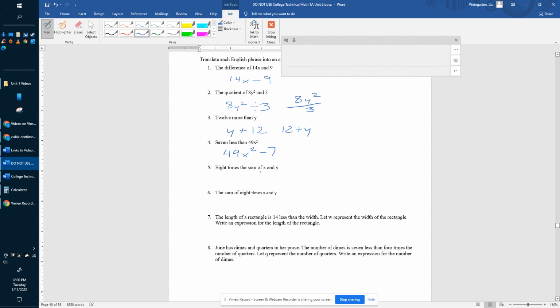8 times the sum of x and y. 8 times the sum of. So we have to sum x and y before we take 8 times it. So that means with our order of operations, we're going to need to use parentheses. So we sum x and y and then take 8 times it.